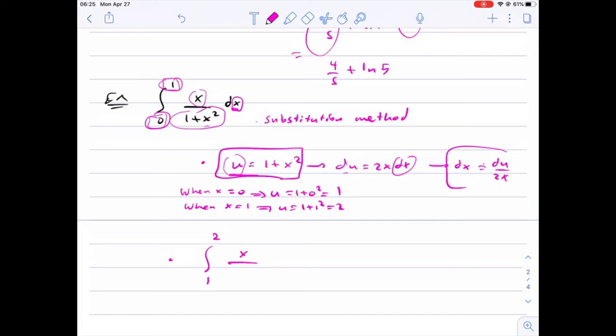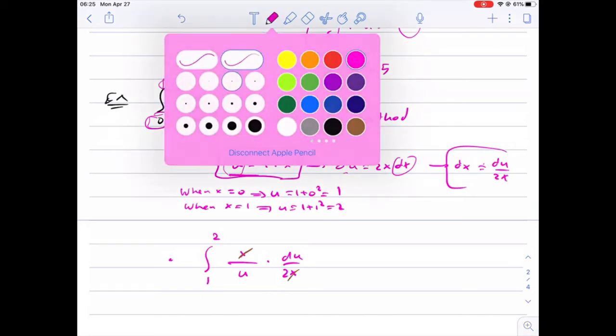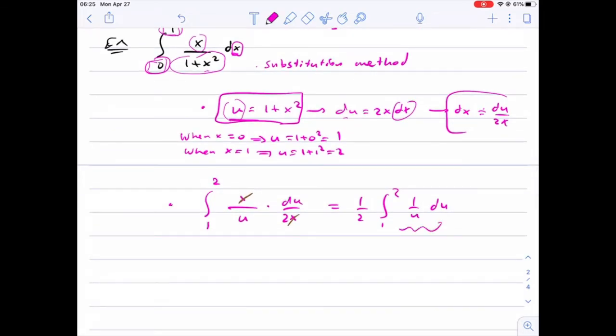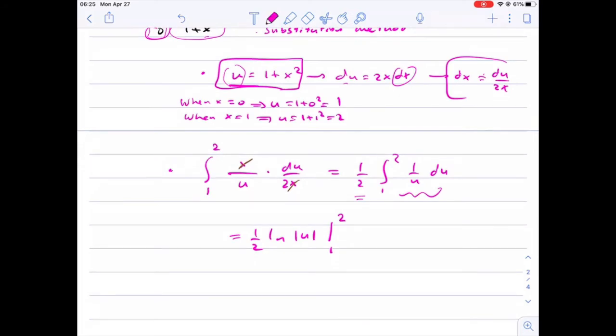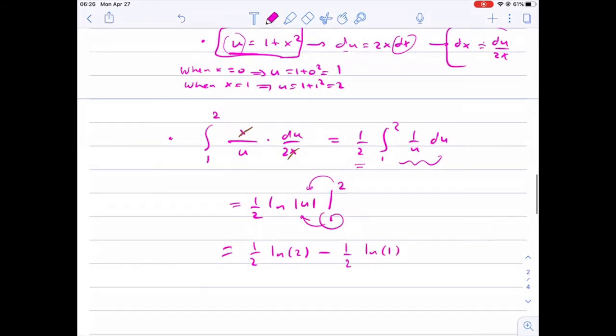Now we have x over the denominator is u because u is 1 plus x squared. dx is du over 2x. And then we cancel the x's, and we get 1/2 integral 1 to 2 1 over u du. But the integral of 1 over u is natural log absolute value of u, and we have 1/2 here, and we evaluate this on the interval 1 to 2. So we substitute 2 here. We have 1/2 natural log of 2 minus substitute 1 natural log of 1. Natural log of 1 is 0, so we have 1/2 natural log of 2. That's the final answer.